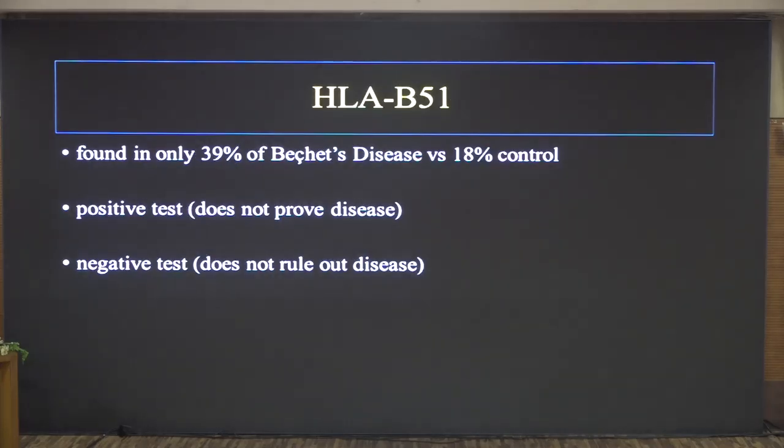HLA-B51 is classically mentioned for Behçet's, but it is positive in 18% of the normal population. So again, if you have a positive, it does not really mean it's Behçet's. If it is negative, it does not really mean it is not Behçet's. So you have to correlate clinically. If you have hypopyon uveitis with fern pattern vasculitis with a positive HLA-B51, I would give credit to this test. Otherwise, I will not.